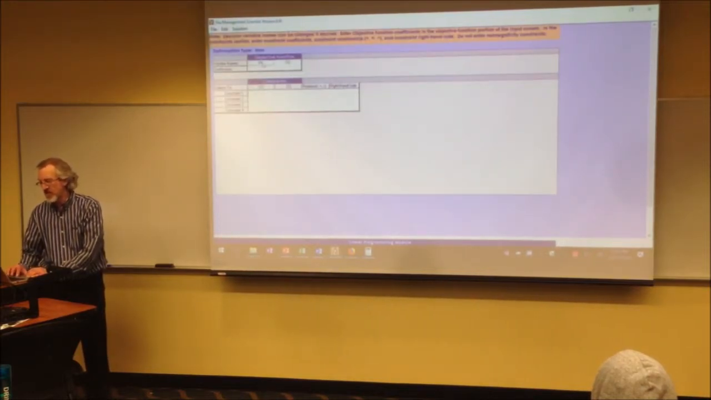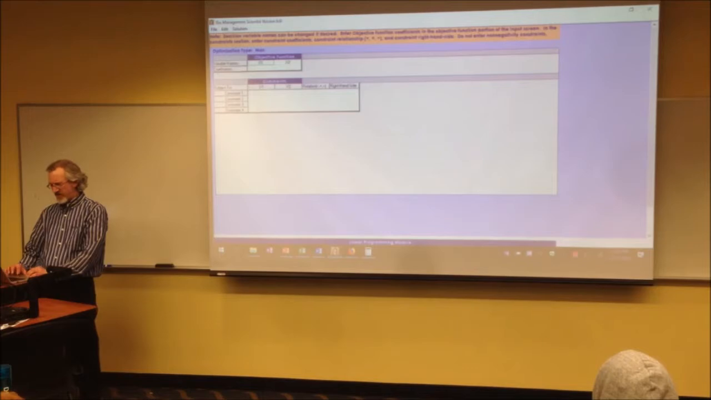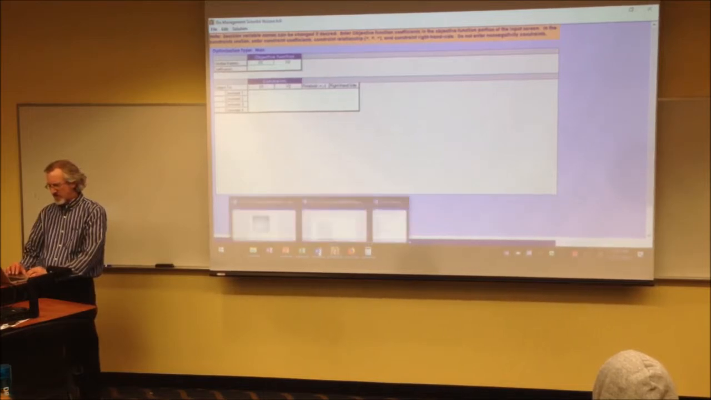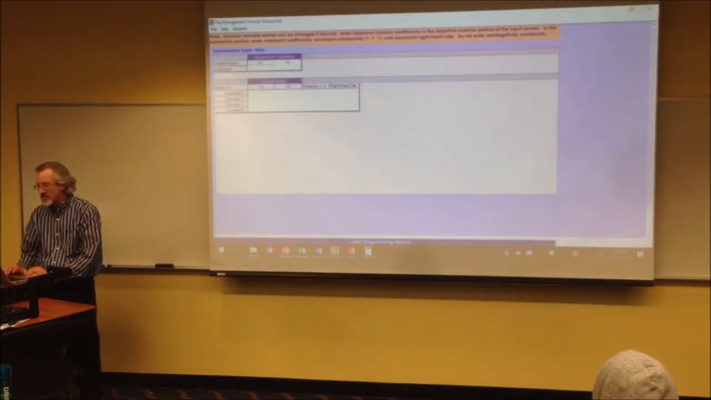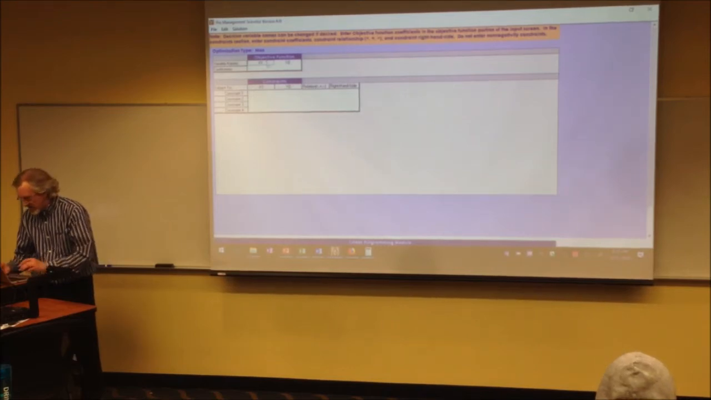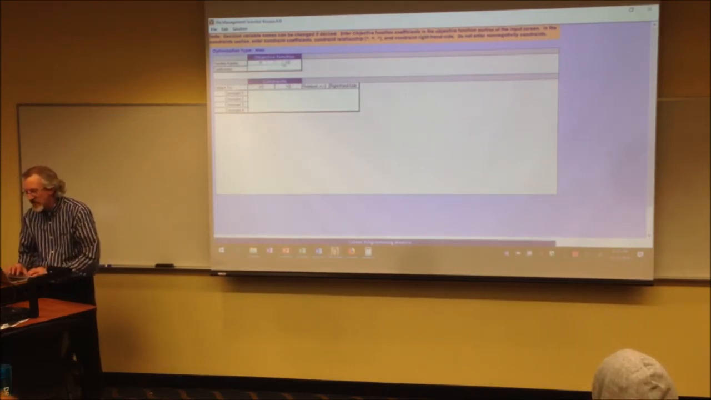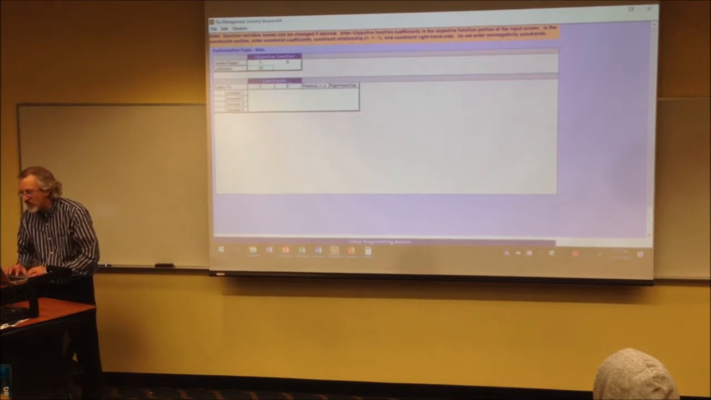The variables, tell me the variable names on that PowerPoint. D and S. Which is the first variable on all these constraints? S is on the left, D's on the right, just to make it easier. You click here, change this to an S. Click there, change this to a D. The numbers in the objective function I think are 10 and 9. 10 and then 9.